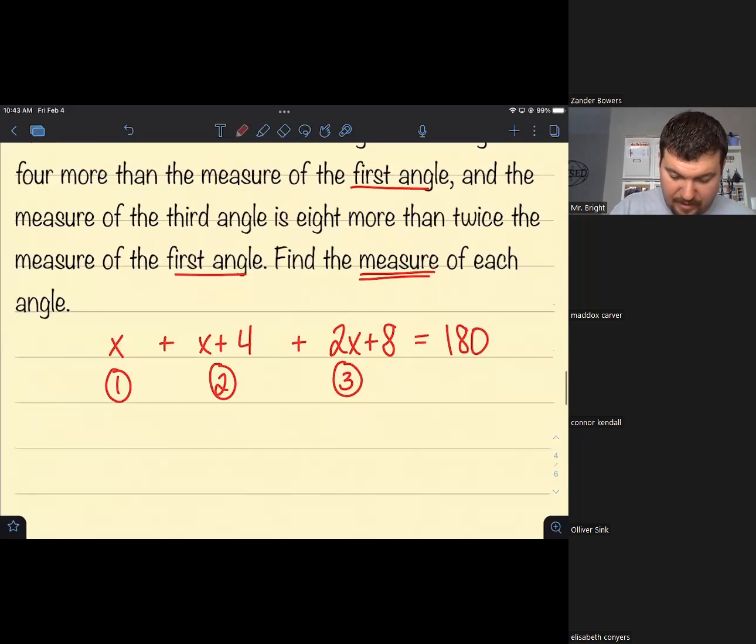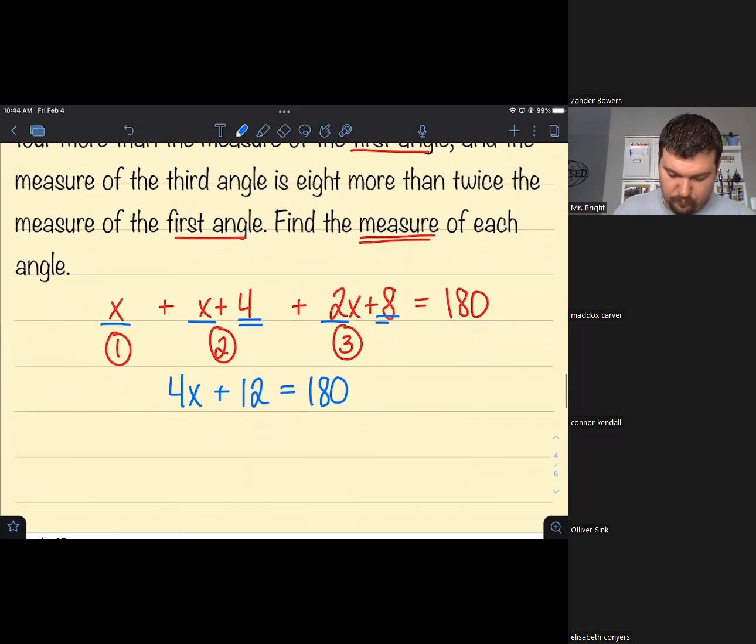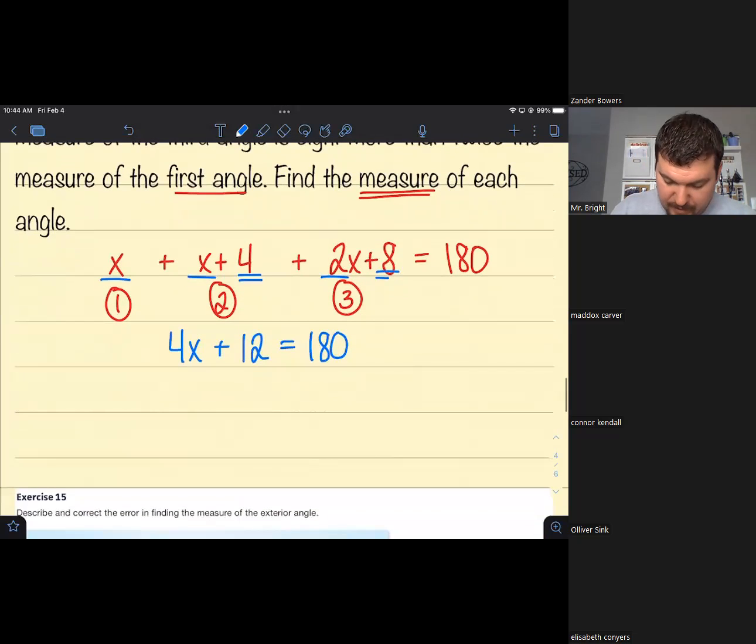And so I'm going to combine all of my like terms here. I see a total of 1, 2, 3, 4 X's. And then for my constants, 4 plus 8 gives us 12. What do you get when you subtract 12 from 180? 168. Okay, and then divide by 4, so we get X by itself. 42. Okay, so X equals 42.